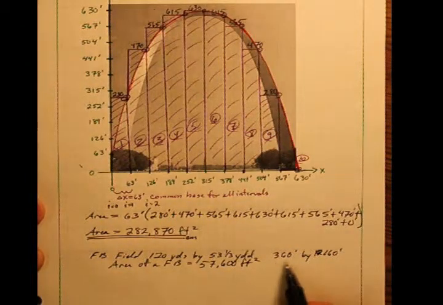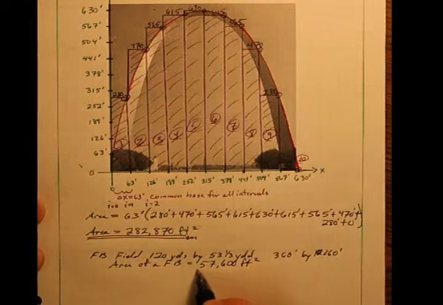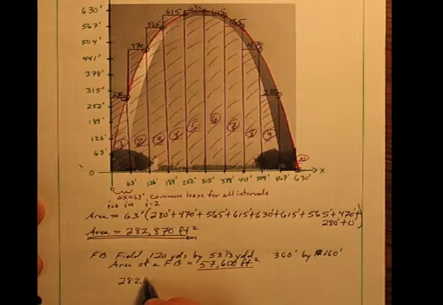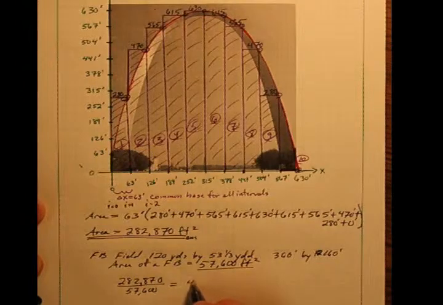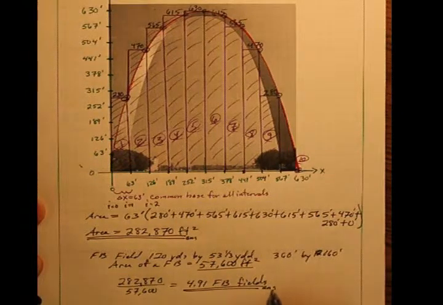Okay, and that's just the 360 times the 160 gives me 57,600. So if I take the 282,600, I'll get 4.91 football fields. And that is how much we can fit underneath the St. Louis Arch. Now keep in mind, this is just an estimation, and now we'll go to our computer program and see exactly what it would come out to be.